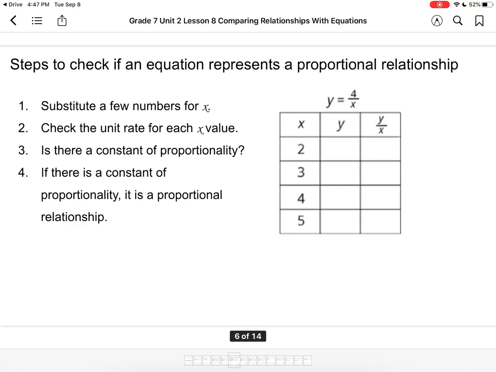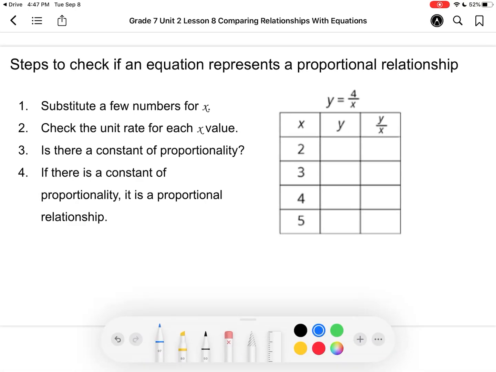Here let's look at y equals 4 over x. 4 divided by 2 is 2. 4 divided by 3 is 4 over 3. 4 divided by 4 is 1. 4 divided by 5 is 4 over 5. I'm substituting the numbers in here. For example, the last one, I said 4 divided by 5. That's where I got that from.